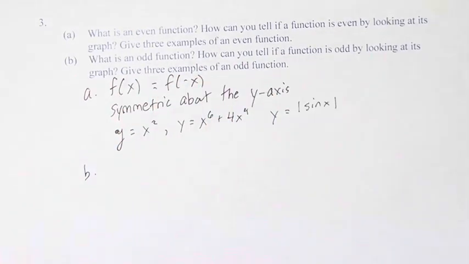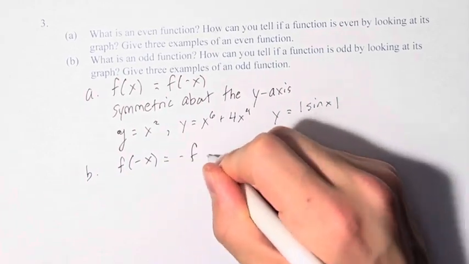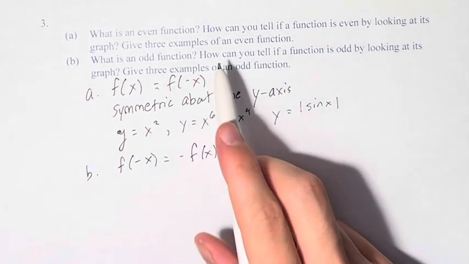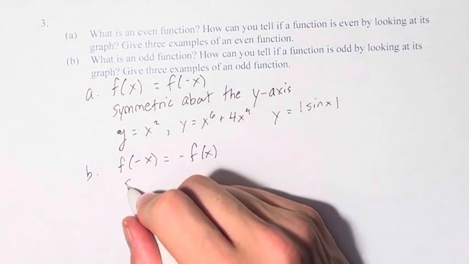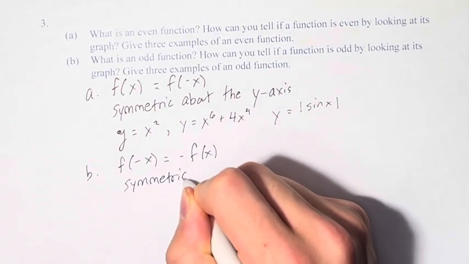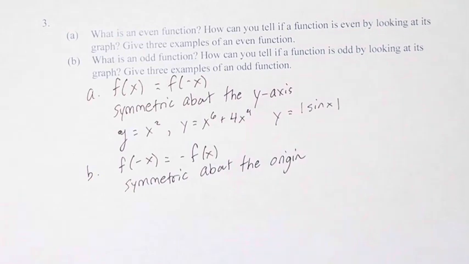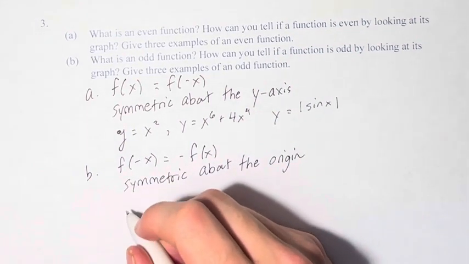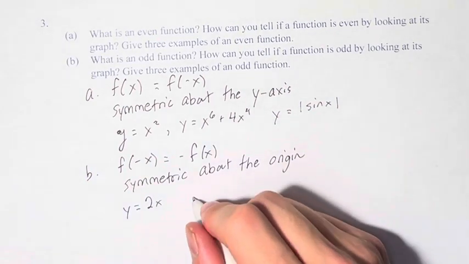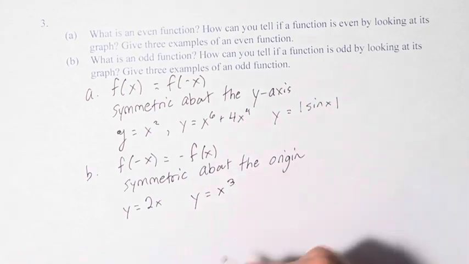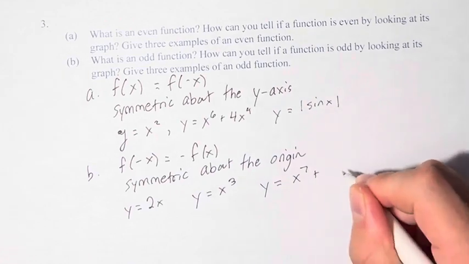B, we're asked what is an odd function. An odd function is a function for which f of negative x is equal to negative f of x. How can you tell if a function is odd by looking at its graph? A function is odd if it is symmetric about the origin. Some examples of odd functions: y equals 2x, y equals x cubed, and y equals x to the 7th plus x to the 5th.